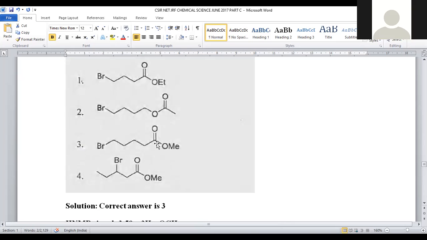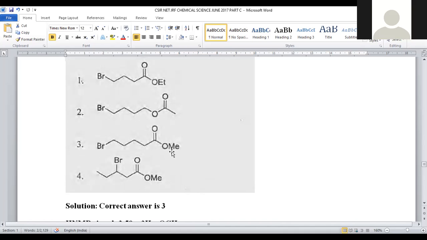Where we have methoxy, we have to check. In the first compound, Br CH2, CH2, CH2, C double bond O, CH2, CH3 is there. Methoxy is not there, so there is no provision. And the second one, Br CH2, CH2, CH2, O, C double bond CH3. So CH3 C double bond O, this is acetyl, not methoxy. So that second option is also discarded.